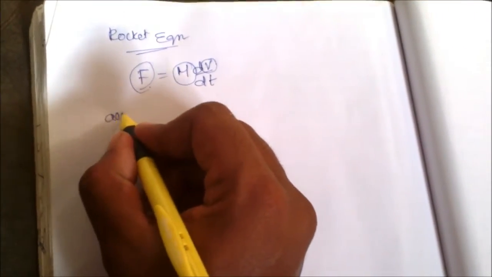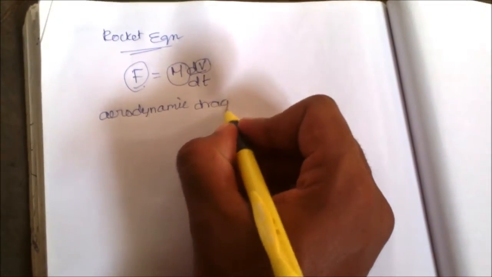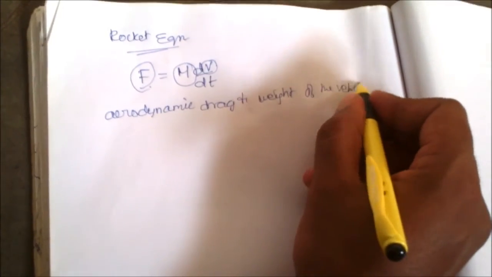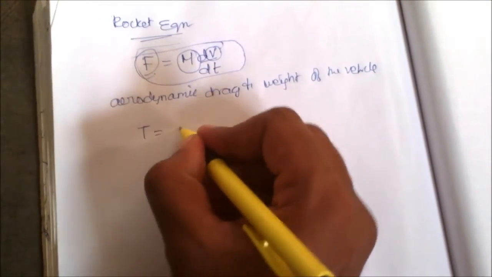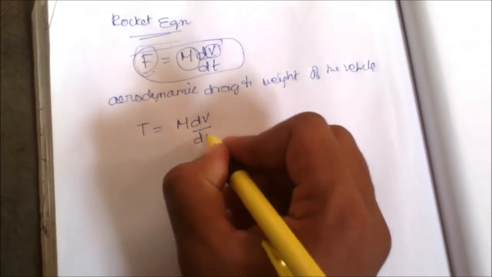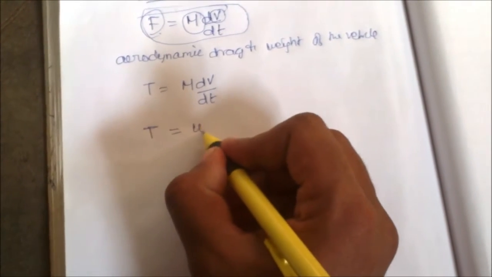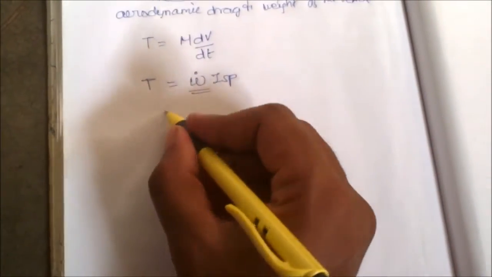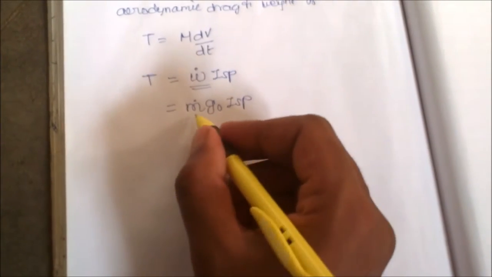So if aerodynamic drag and weight of the vehicle is very small compared to this force, then thrust can be written as T is equal to m dv by dt. In terms of specific impulse, thrust can be written as W dot ISP, weight flow rate of the component, is equal to m dot g naught ISP, where m dot is the mass flow rate of the propellant.